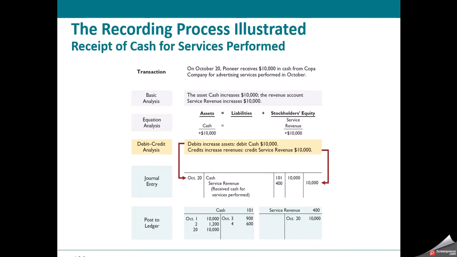Cash for services performed, these we actually earned. Cash goes up, service revenue goes up, which would increase our stockholders' equity again because it's going to eventually roll into the net income.